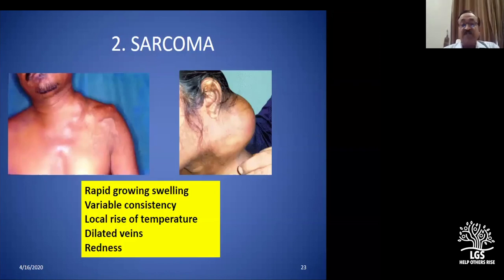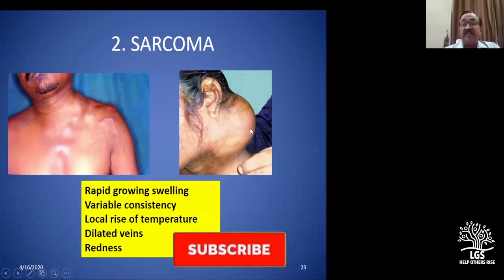I just now mentioned to you, look at that sarcoma here. There's a swelling there, posterior triangle. Large amount of dilated veins are present distally. This is due to the compression on the subclavian vein, resulting in some amount of edema on dilated veins here. Look at this side, you can see redness. Not sure how much you are able to appreciate the redness here.